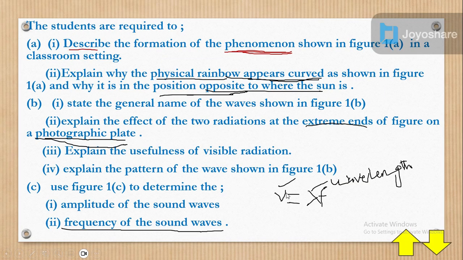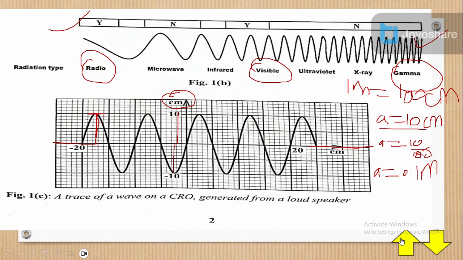So the velocity, we have it. Now what we need is lambda. Lambda is the same as wavelength. Let's go and see how we can find the wavelength.